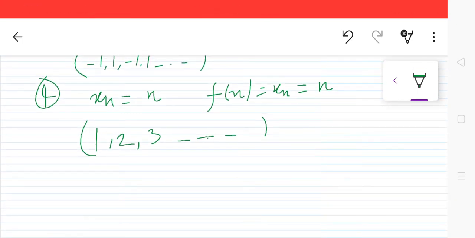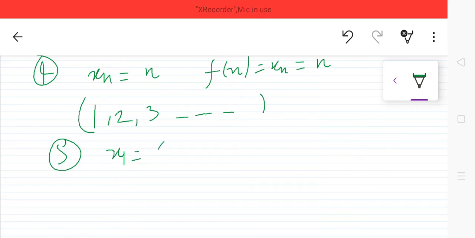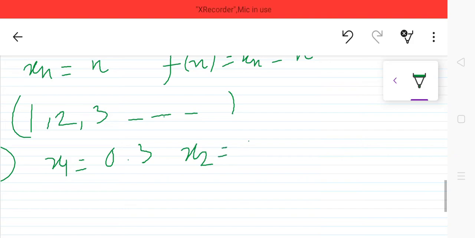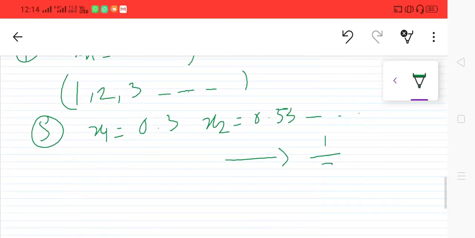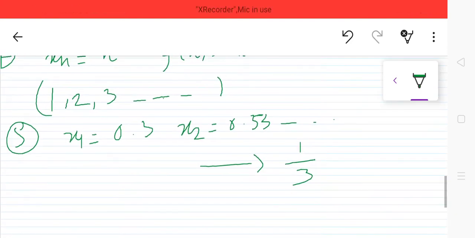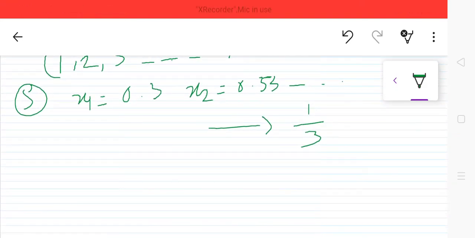Basically, there is another sequence that I have mentioned earlier. X1 is equal to 0.3, x2 is equal to 0.33. Where does it go? You know that it goes to 1 by 3, that we have seen. But we will understand what it means by goes to.